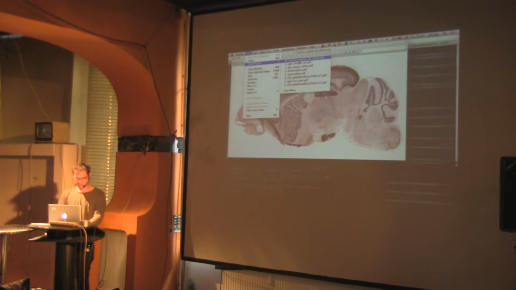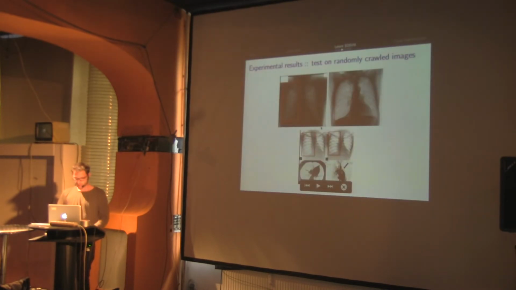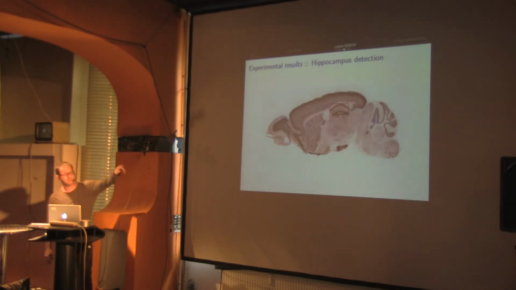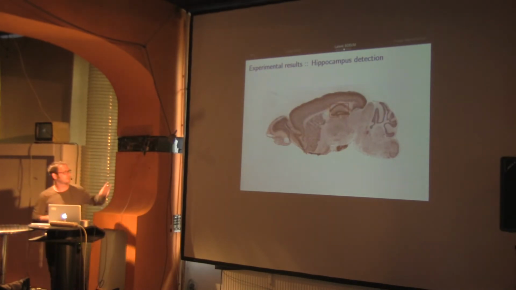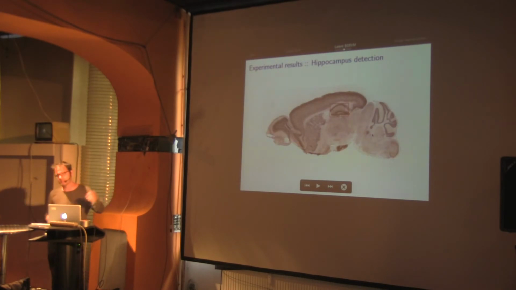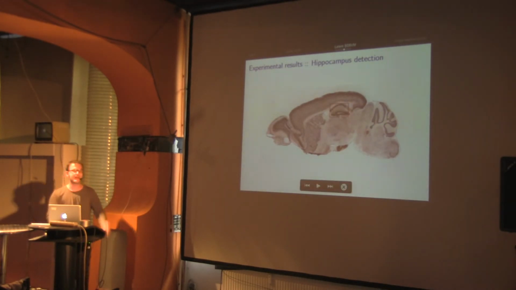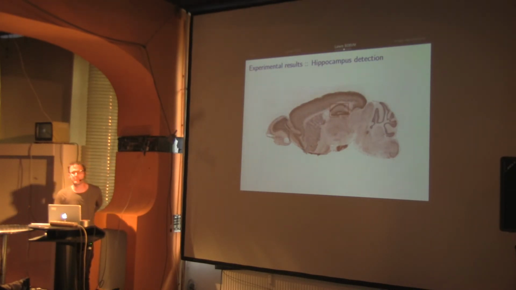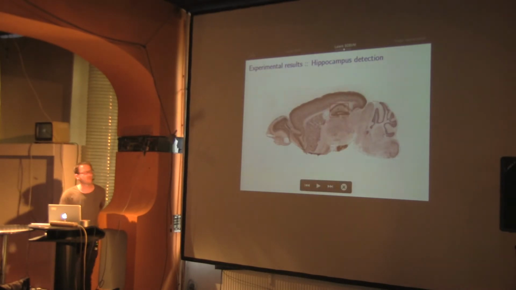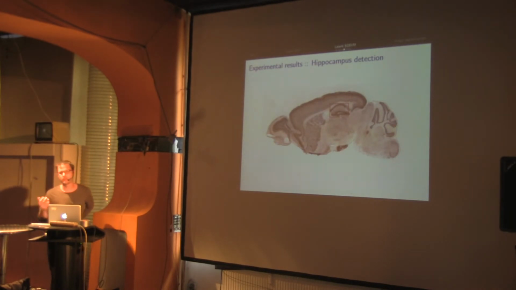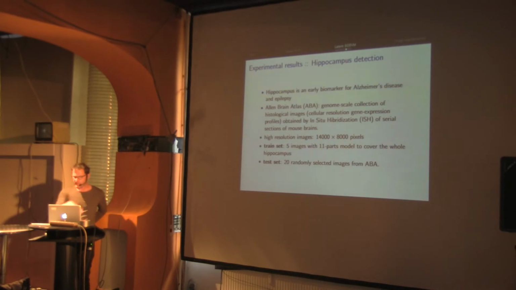Okay, so the next problem was this. We had histopathological images. Basically this is a mouse brain with some genome expressions, using some chemicals. These are huge images, 14,000 by 5,000. What they wanted to find is the hippocampus, and you want to segment this and measure its size, because it's a good early biomarker for Alzheimer's disease, for instance. So yeah, this is the train set.